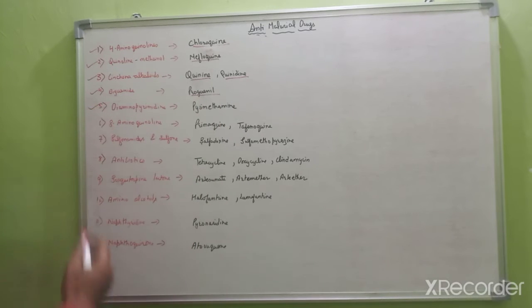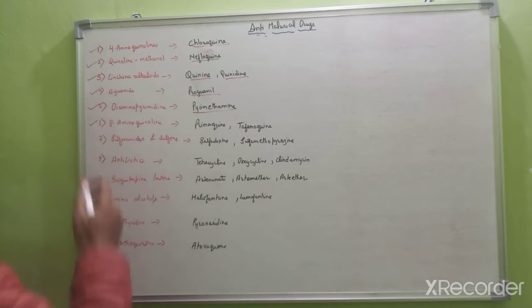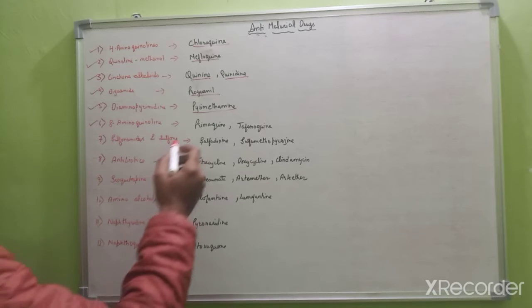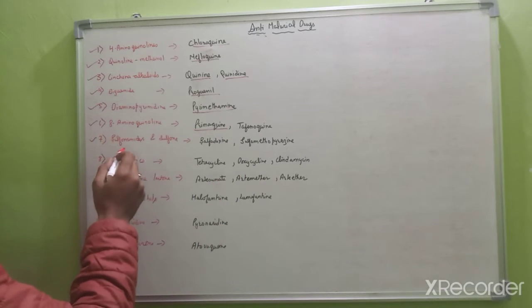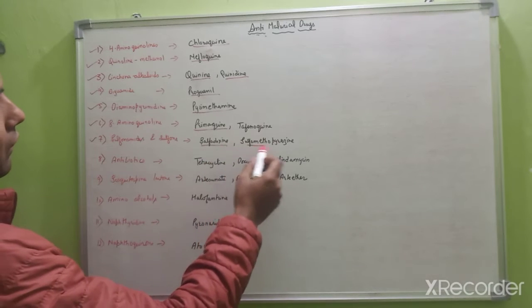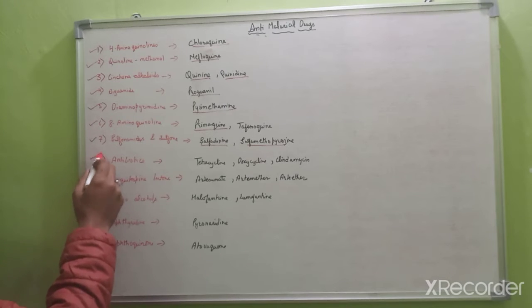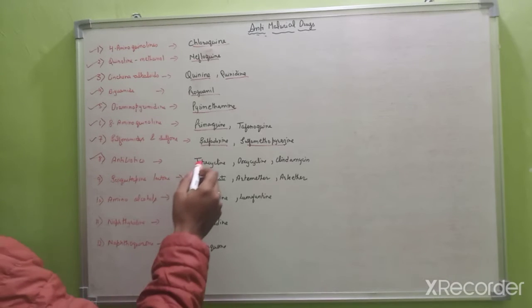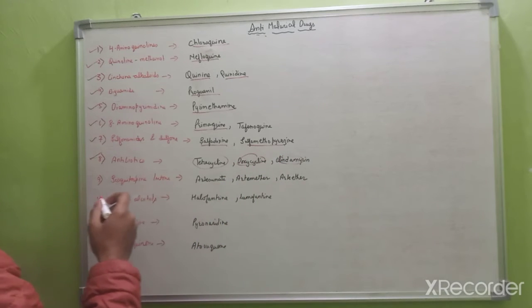Then fifth one is diaminopyrimidine. It includes pyrimethamine. Next is 8-aminoquinoline. It includes primaquine like drugs. Then seventh is sulfonamides and sulfone. It includes sulfadoxine, sulfamethopyrazine. Then comes the antibiotics. In this we use tetracycline, doxycycline, clindamycin like drugs.